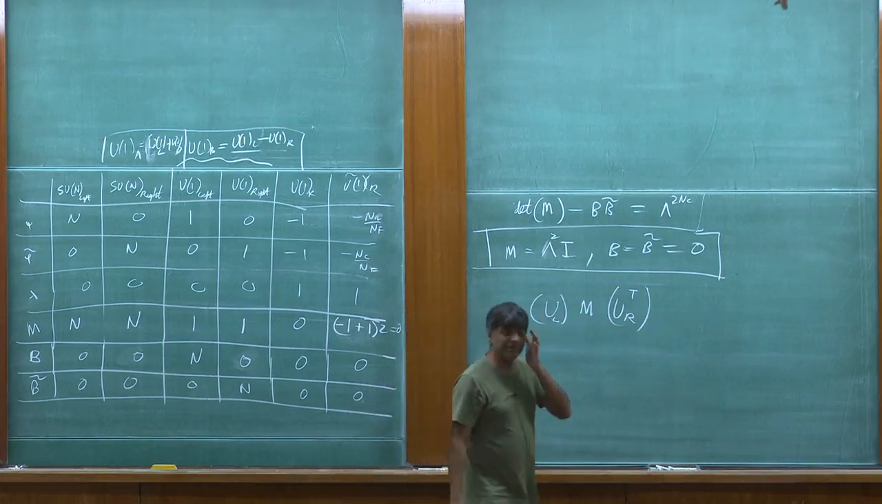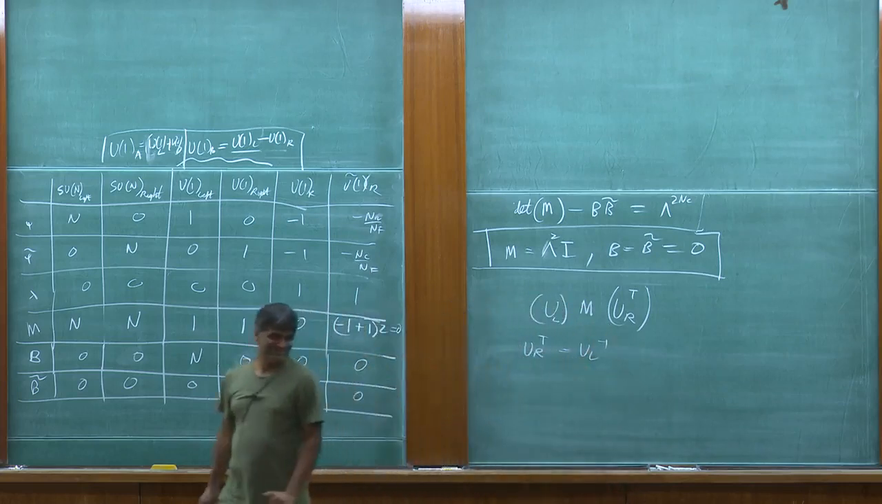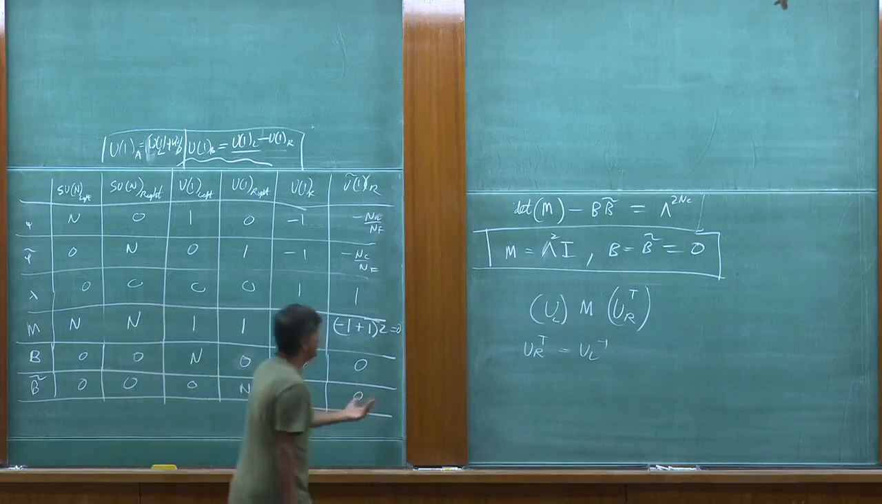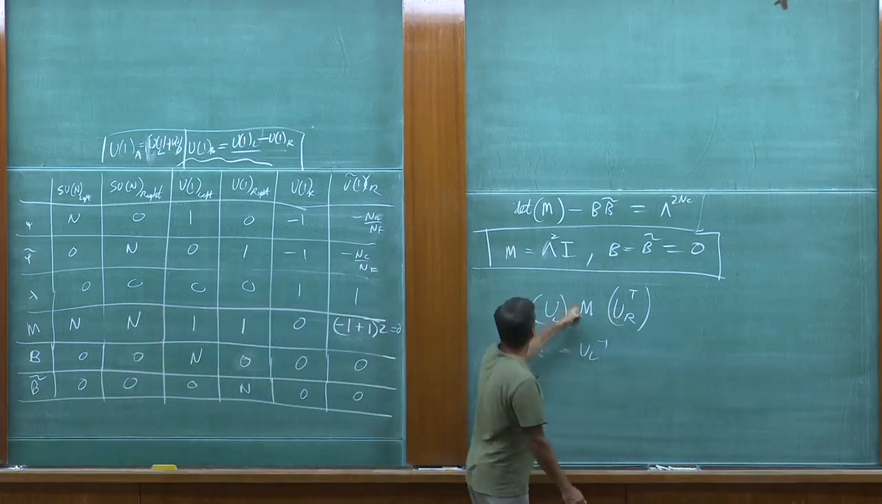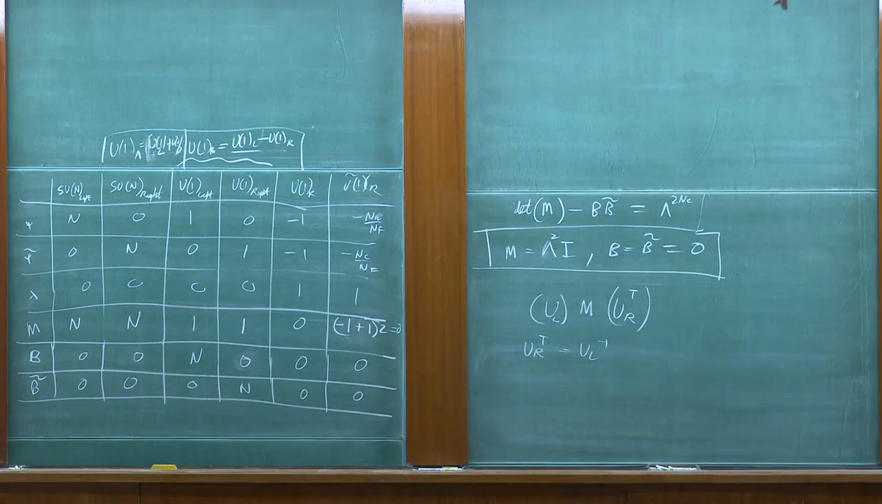Now we want identity to be preserved. So if we identify U R transpose to be U left inverse, if we make that identification, then M is invariant because this M is proportional to identity. Our particular background M is invariant because M is proportional to identity. So this point in moduli space preserves not the full SU(N) times SU(N), but only an SU(N) subgroup of that, sometimes called the diagonal subgroup. This clear? Okay.